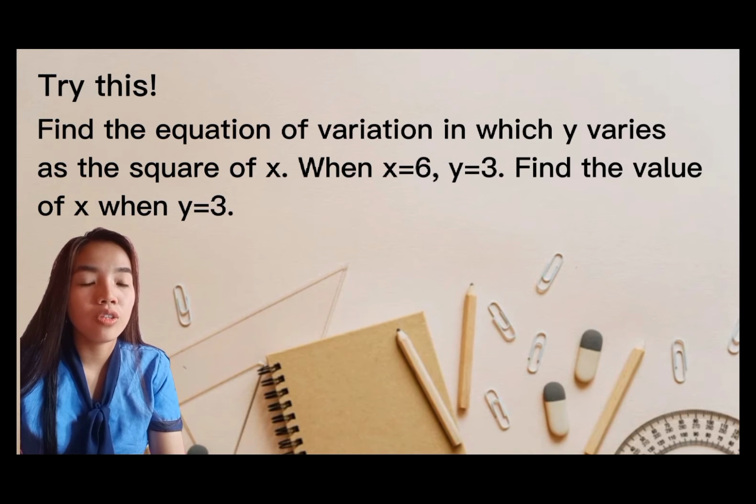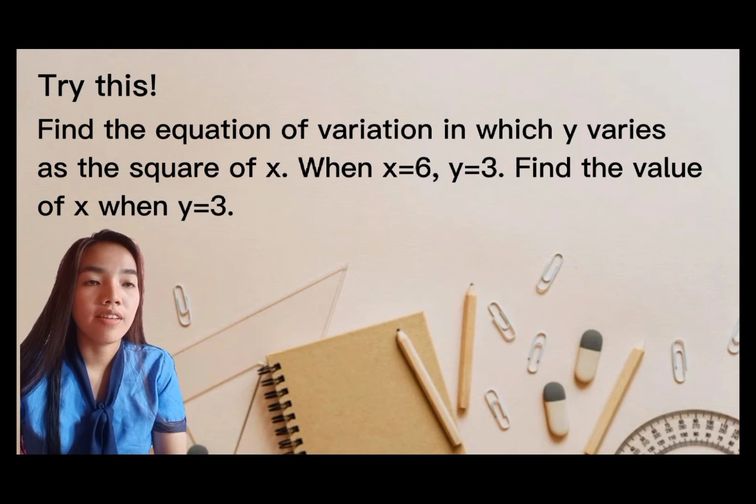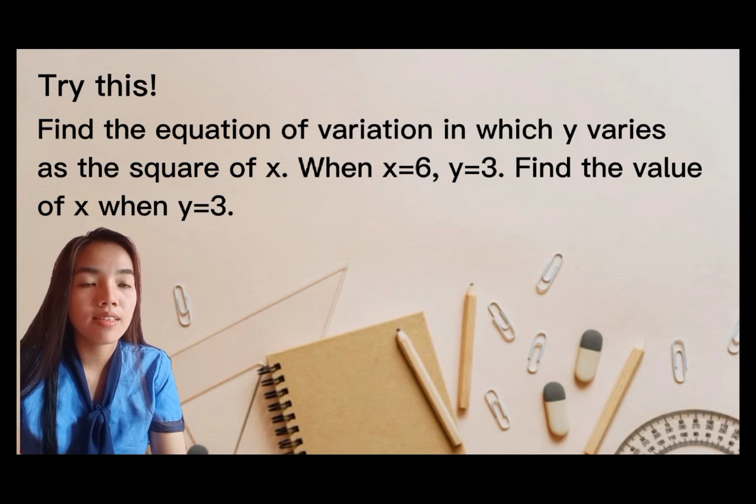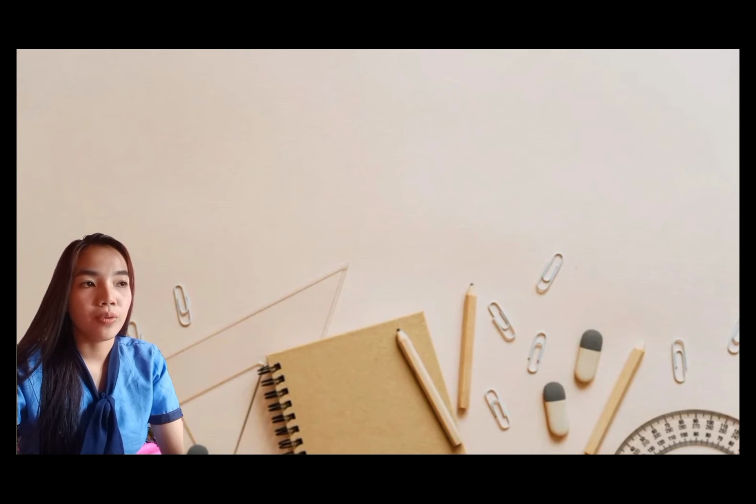In this equation, you have 10 minutes to answer. Find the equation of variation in which y varies as the square of x when x is equal to 6 and y is equal to 3. Find the value of x when y is equal to 3. In this equation, it is most likely our first example. Okay? So, let's check your work.